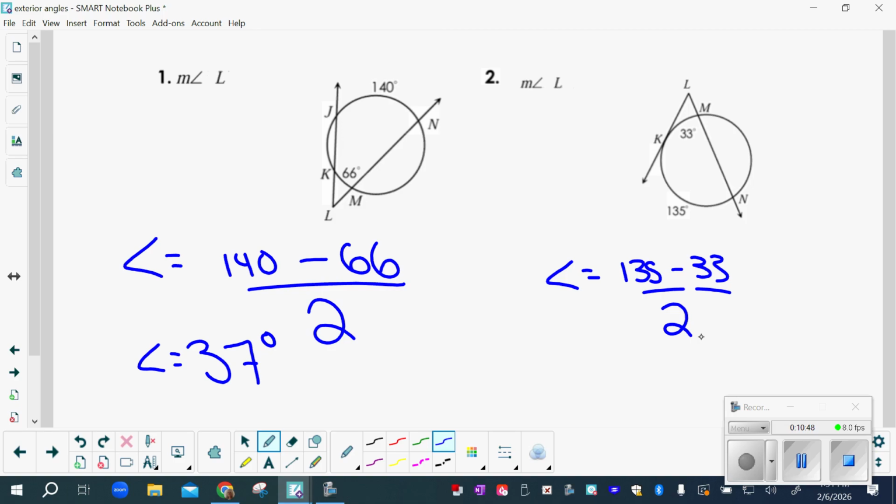I have someone in 4th period who missed every problem because this is what they did on their calculator. They literally typed 135 minus 33 divide by 2, and the problem is it only divided at the end. So do me a favor: 135 minus 33, enter, then divide by 2. What is that? 102, it's 51. Is that right? Yeah, okay.